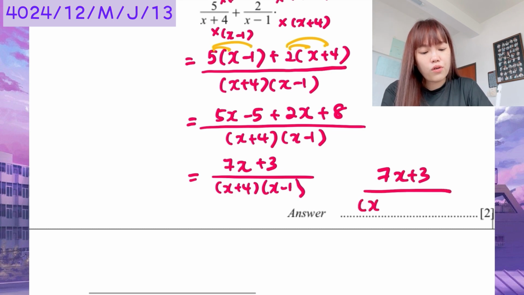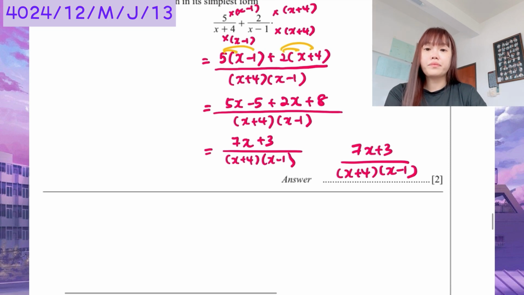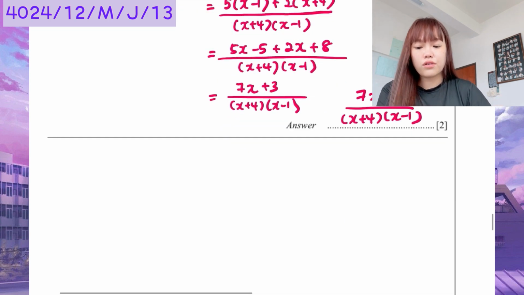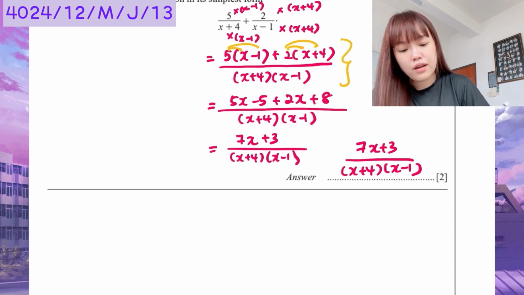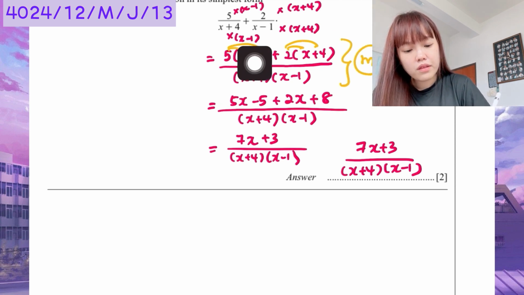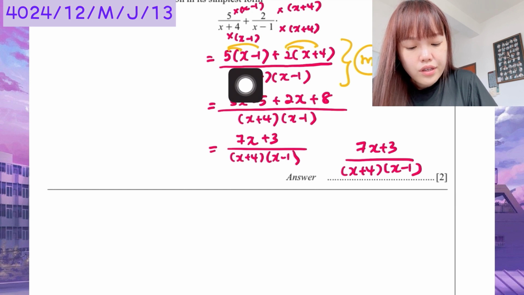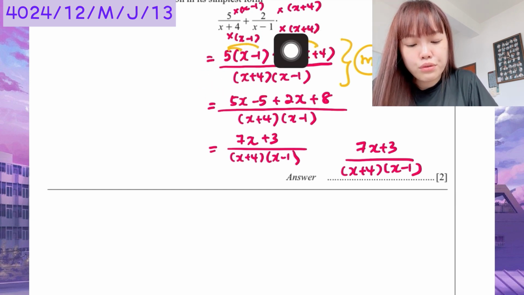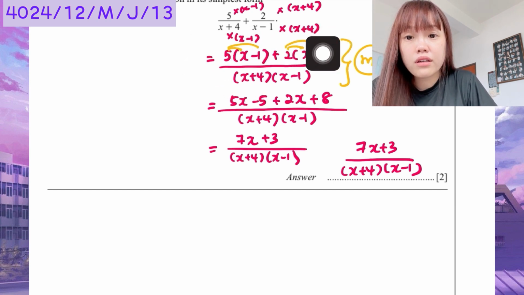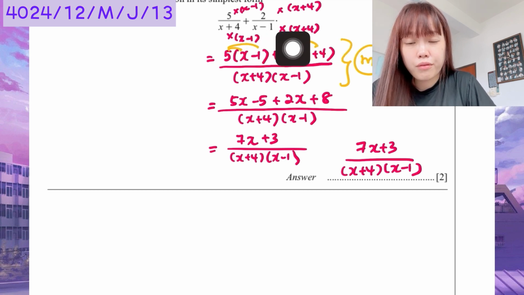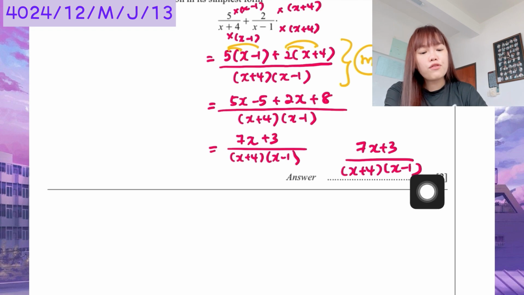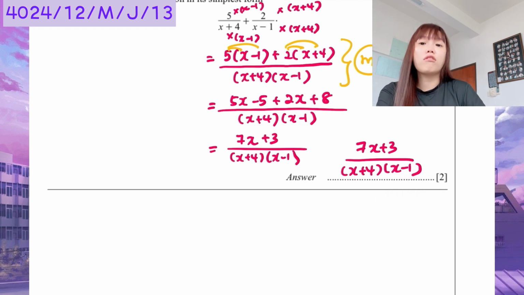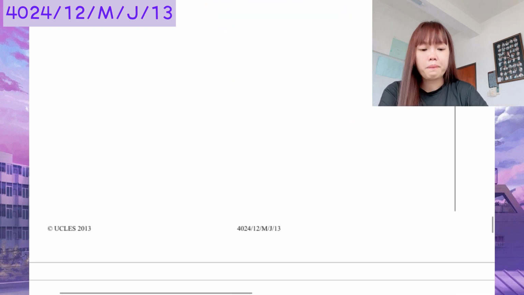Okay, so that's the answer, 7x plus 3 over that. So that's the answer. 2 marks, right? 1 mark comes from here, where you make the denominator the same and you have the correct numerator, the one without simplified. The simplified one also gets 1 mark. Okay, final answer here, 2 marks. If you expand the bottom one correctly, you will also get the marks, okay?